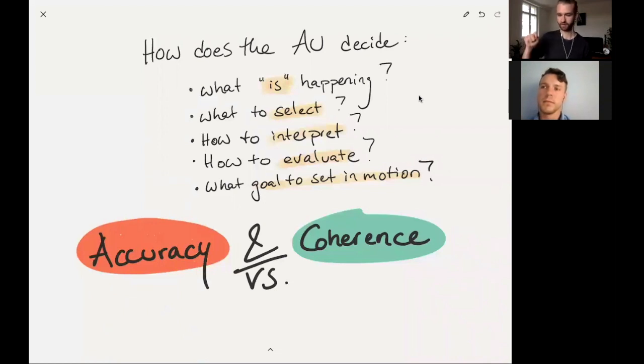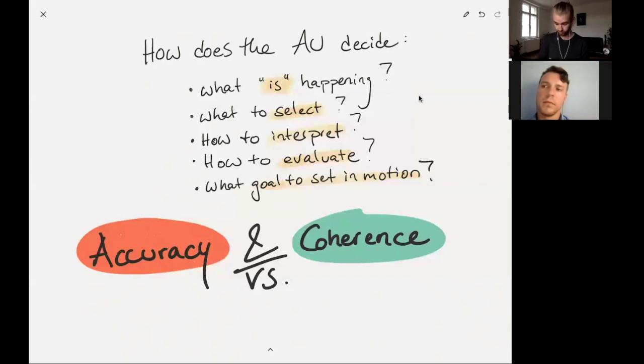So the next question, and this is not the question he asks in the book as explicitly, but this is kind of the question he answers, is how does the adaptive unconscious decide what is happening? How does it decide what to select and put attention to? How does it decide how to interpret things, how to evaluate things, what goals to set in motion? So this would be in one way a mechanistic question, but I think he answers it actually incredibly nomologically.